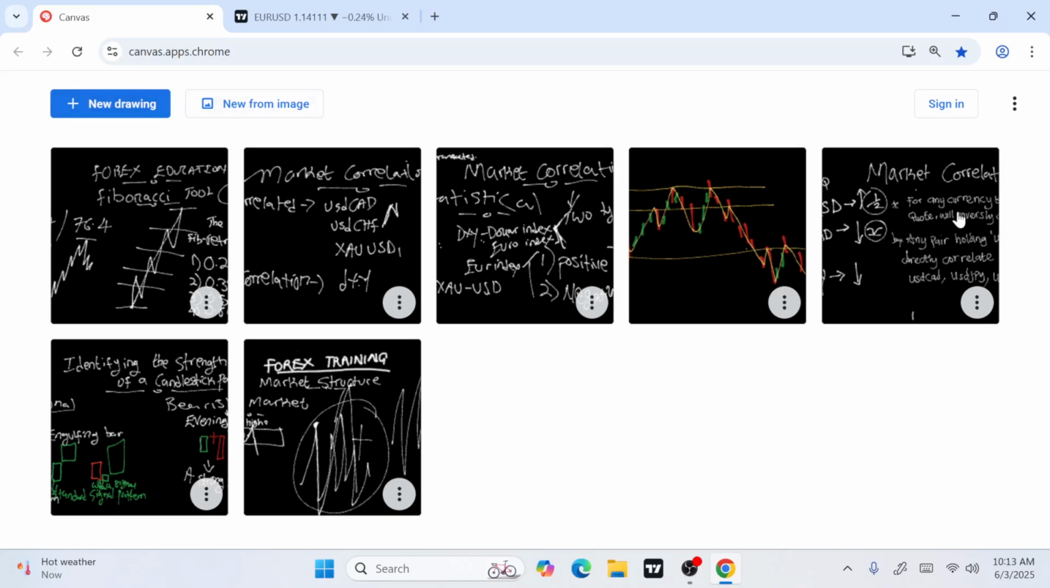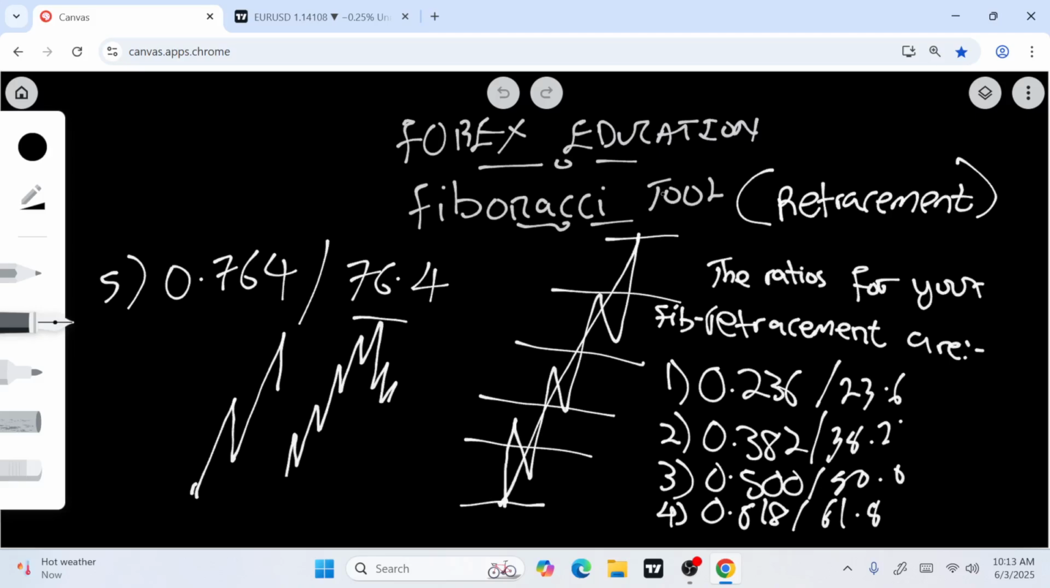Now, this is the given ratios. We have 23.6. We have 38.2. You need to know these things off air though. 61.8, 76.4. Now, this Fibonacci tool can be used in an uptrend and in a downtrend.